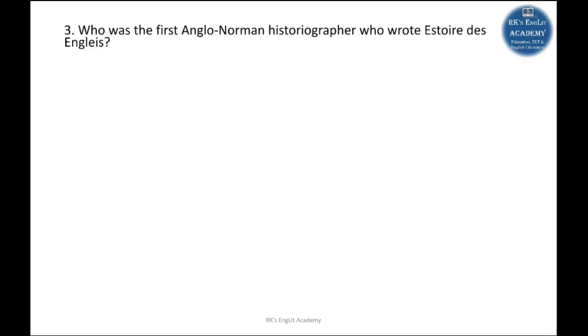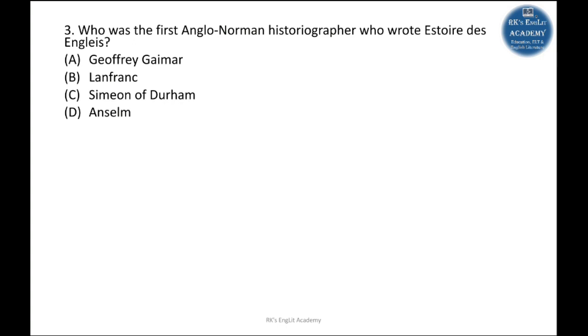The next question is, who was the first Anglo-Norman historiographer who wrote Histoire des Engleis? The options are A. Geoffrey Gaimar, B. Lanfranc, C. Simeon of Durham, D. Anselm. So we have to choose one correct answer. The correct answer is A. Geoffrey Gaimar. Let's see something more about this.